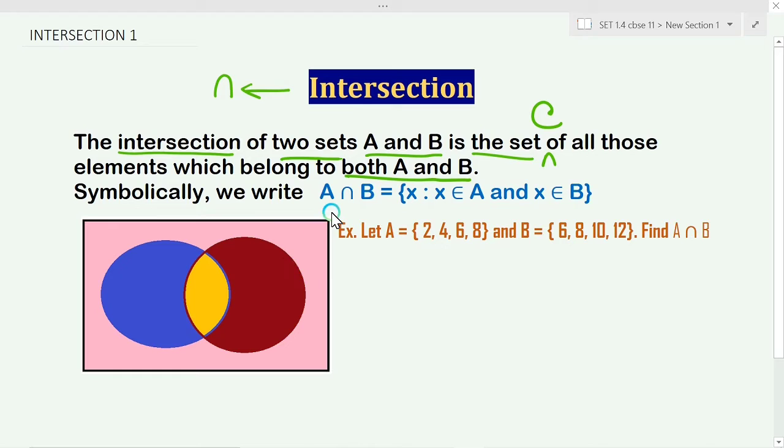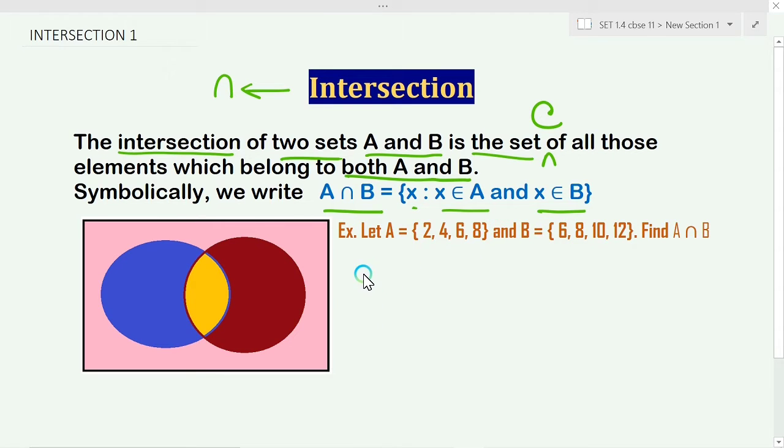So A intersection B is a set which equals the elements X such that X belongs to A and X belongs to B. That is, the elements of the set A intersection B are the common elements of A and B.